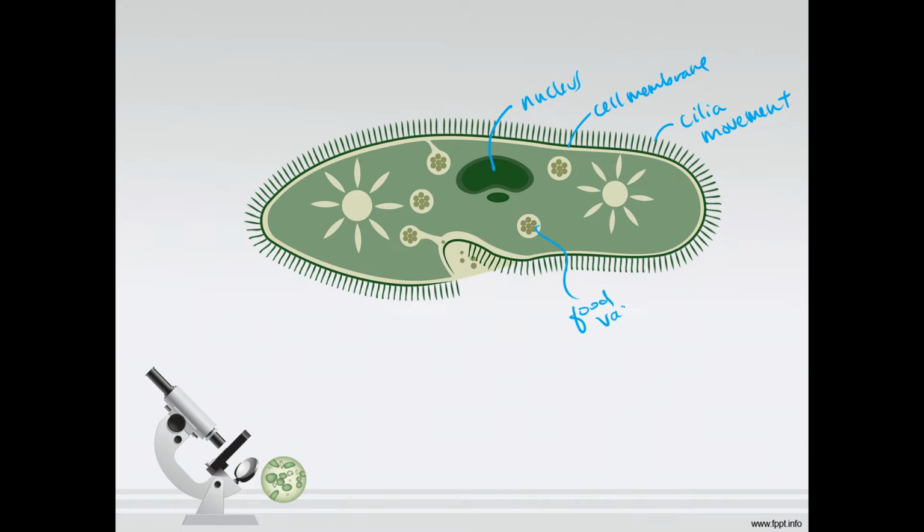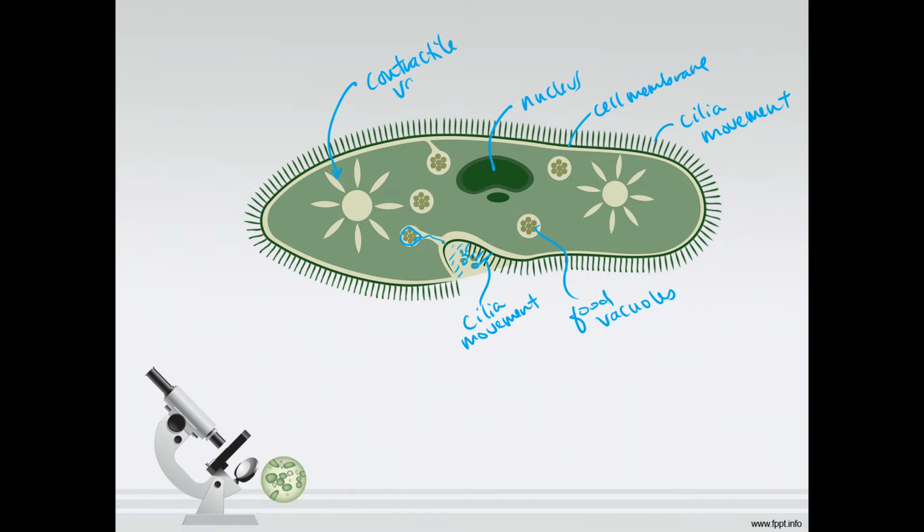vacuoles. Those food vacuoles are produced when food particles are swept down the oral groove into the gullet by more cilia. So these cilia are also involved in movement, but now they're moving the food particles down the gullet into these vesicles, food vacuoles, so that those food particles can be used for energy, for metabolism.